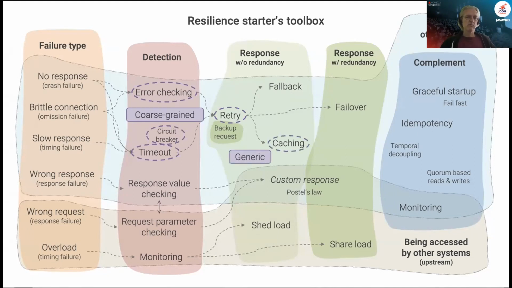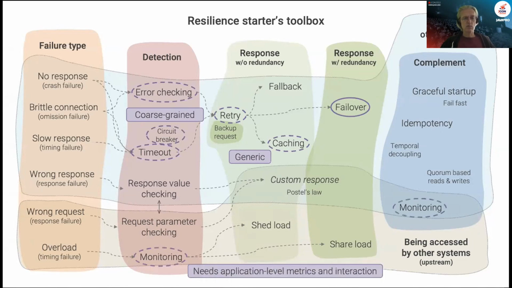Caching, yeah, a lot of caching frameworks and stuff is around, but you have to implement logic on your own. Fallback is pure business logic. Failover, good support on the infrastructure level, can use that. Response value checking, request parameter checking, pure business logic. Monitoring, you get quite good support, but you have to augment that on the application level usually. Custom response is, of course, business logic.